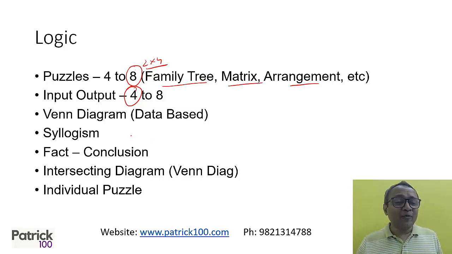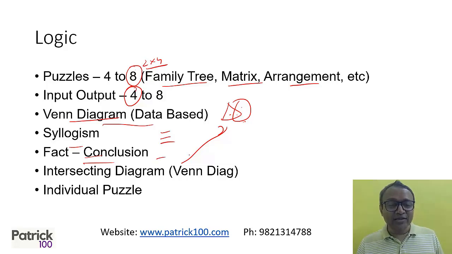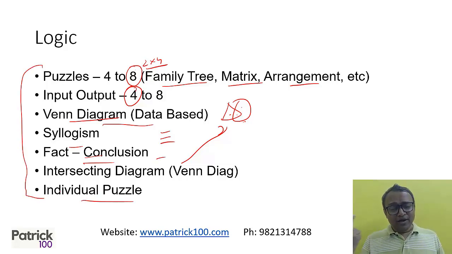Then there are Venn diagram based questions, where you put numbers in each case in the intersecting diagram, and puzzles based on Venn diagrams. There's syllogism, and fact conclusion, where some facts are given and you need to find the conclusions. And there are individual puzzles. These constitute almost half the paper, and critical reasoning constitutes the other half.